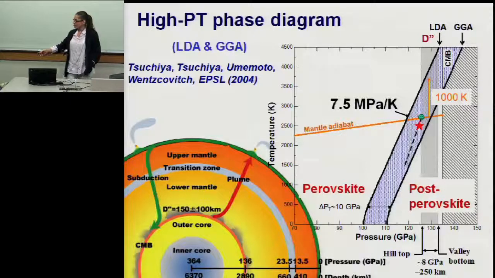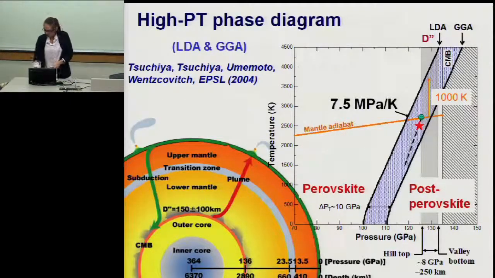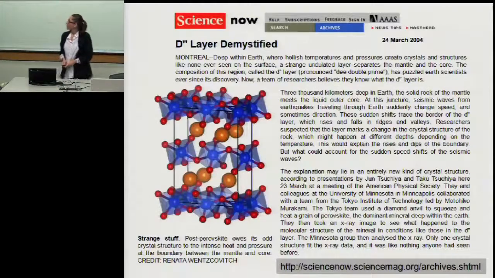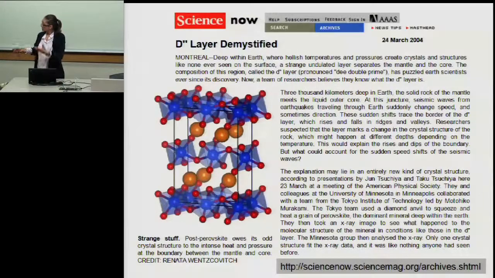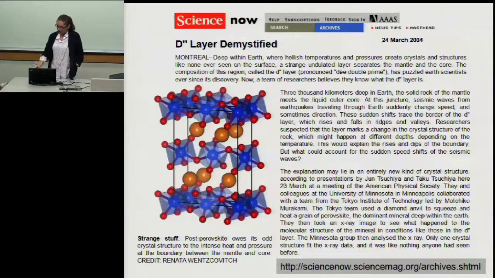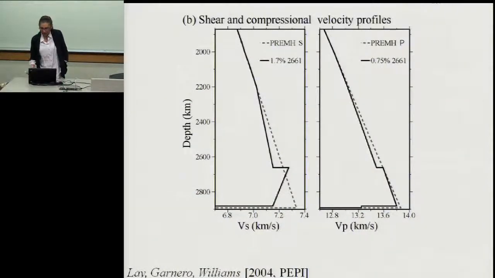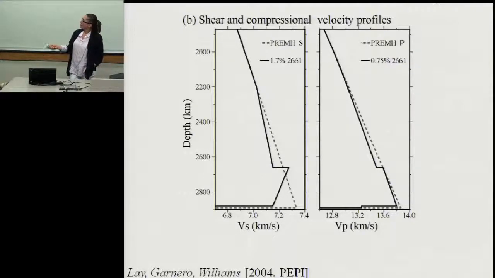So D double prime region is this lower layer here in the bottom of the mantle. And so this was suggested. Someone from Science magazine was in the audience when we presented this at the APS meeting and got interested in publishing this article. It was suggested here that this phase was the most important phase in the D double prime region. In fact, in some places, I think this is beneath the Caribbean.